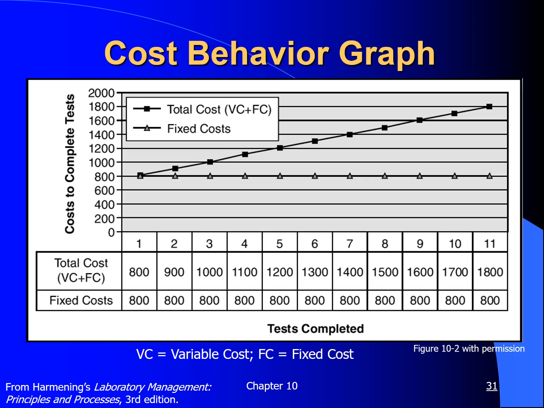This figure represents a cost behavior graph. The bottom straight line represents the fixed cost, and the top line is the total cost, which equals the FC plus the variable costs. For an effective analysis of both unit costs and total costs, the laboratory must address both fixed and variable components of cost behaviors. Cost behaviors will vary in relationship to the laboratory's testing volume.